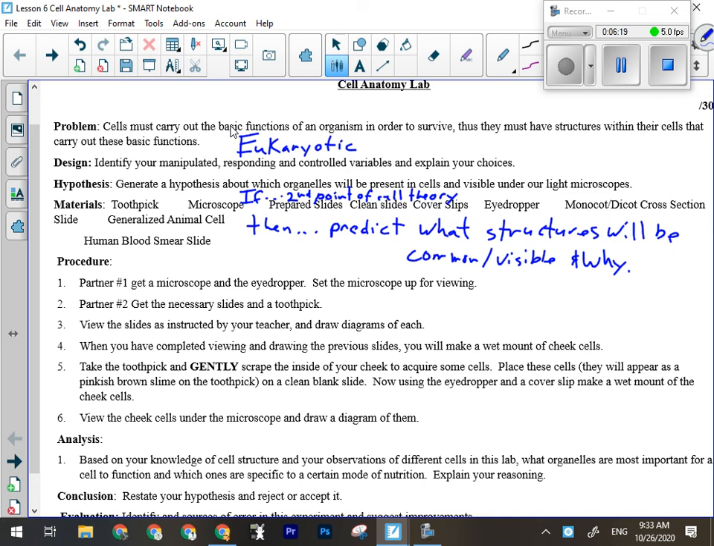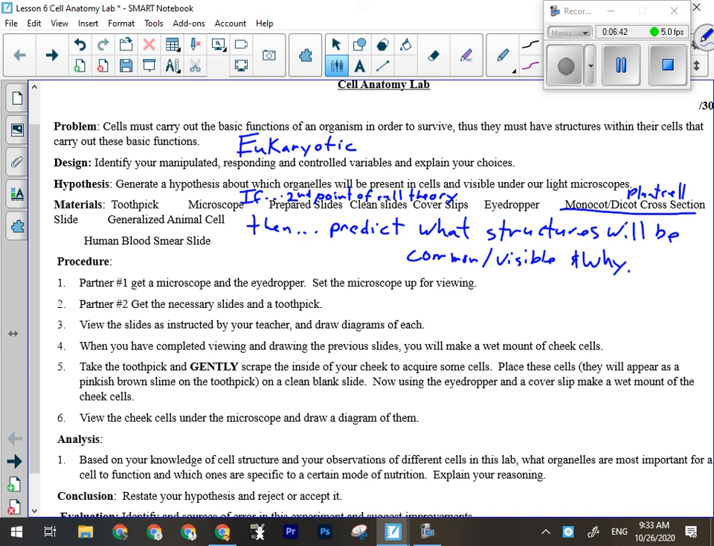And I'll show you some pictures of what we're going to see tomorrow, just so you get an idea of what we're going to be looking at. So the three things that you have to get pictures of tomorrow through the microscope are going to be the monocot dicot cross section. That's a plant cell.